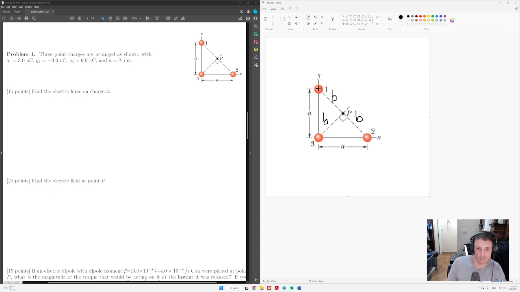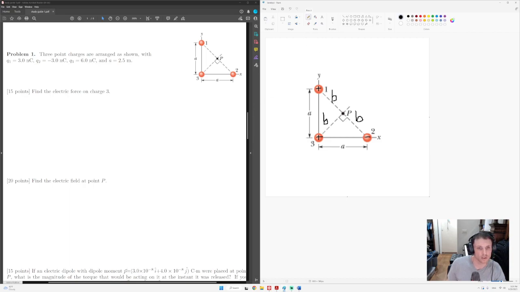Q2 is minus, and Q3 is positive. Right, so this is what I would do as I go through and solve this. I would just make little annotations on the diagram that's provided to help me see what's going on. Now, let's try something here.